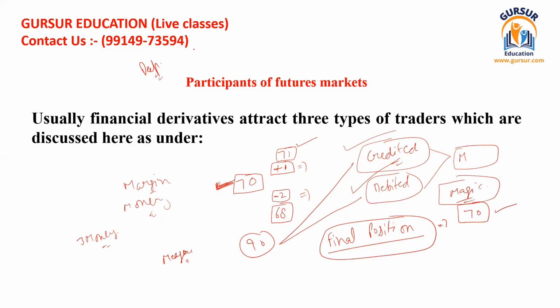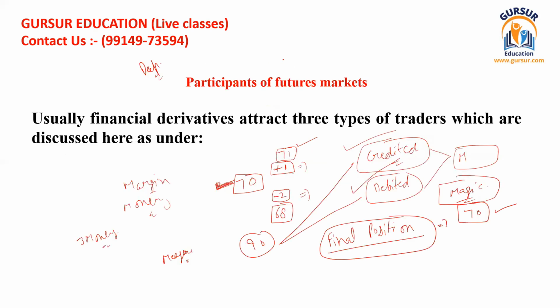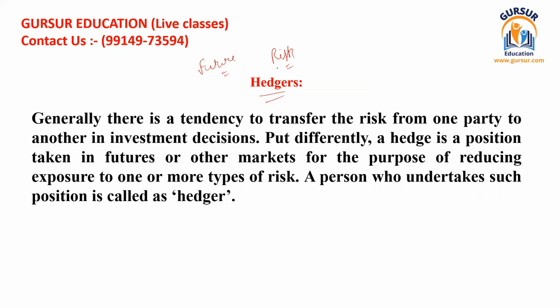There are some players in the futures market. I'm just going quickly, because I hope you would have already got the idea. The first players are hedgers. Hedgers are the persons who purchase the futures contracts just to save themselves from risk. And how do they save themselves? I have already given you this complete example. This is the way they save themselves from the risk arising out of the fluctuations in the foreign exchange market. They are known as hedgers.